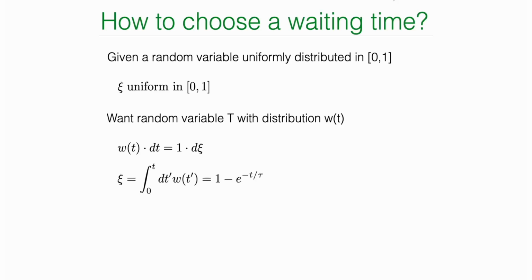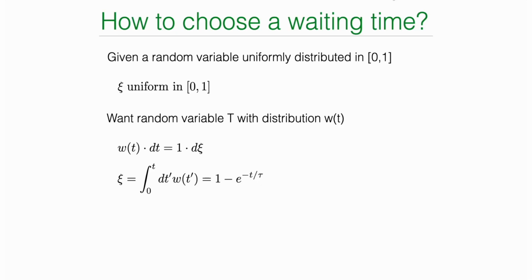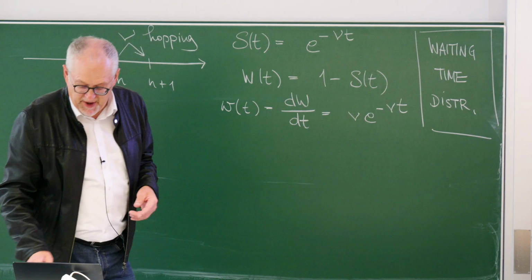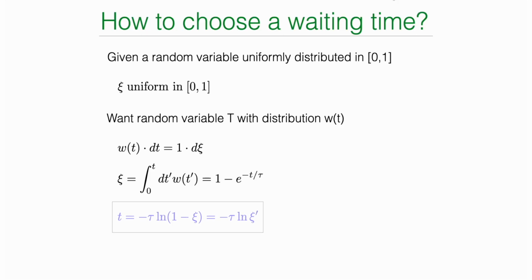You just integrate both sides from 0 to time t, and then you need to integrate the waiting time distribution from 0 to t. And what you find is that this variable psi is 1 minus the exponential of minus t over tau. Now you turn things around because you want to know t. You're given psi. That means your time t is the log of 1 minus psi times the time scale tau that you have, with a minus sign.